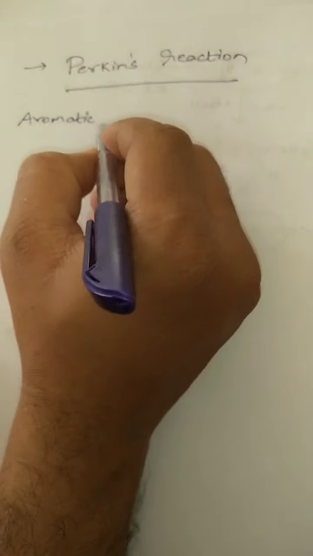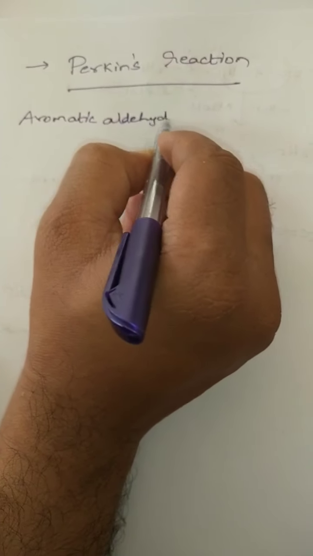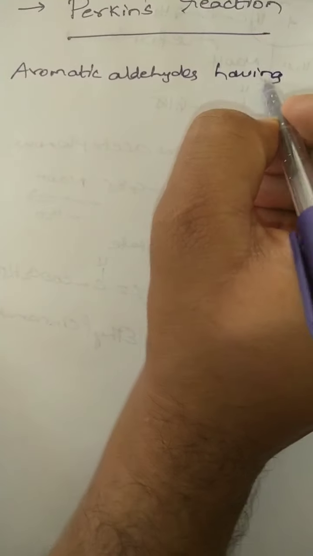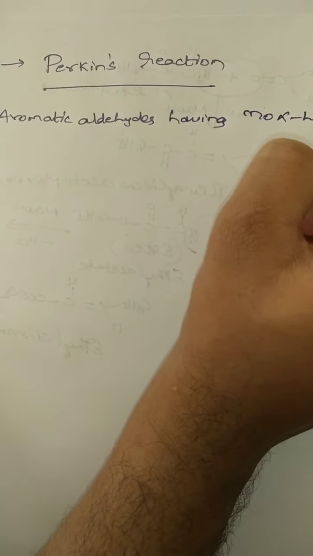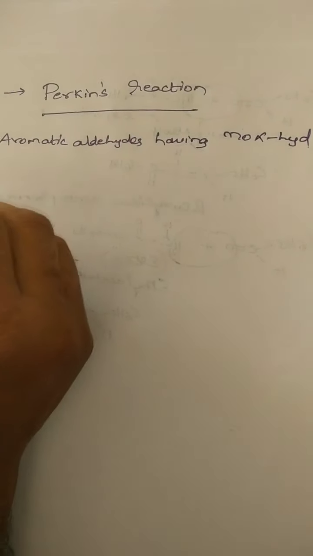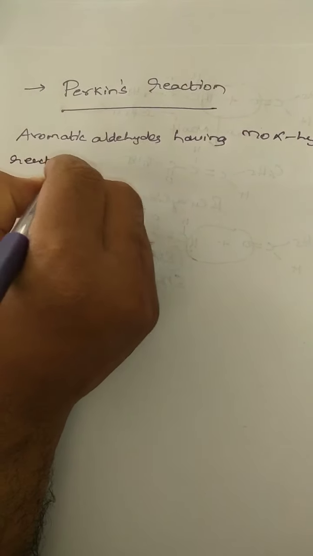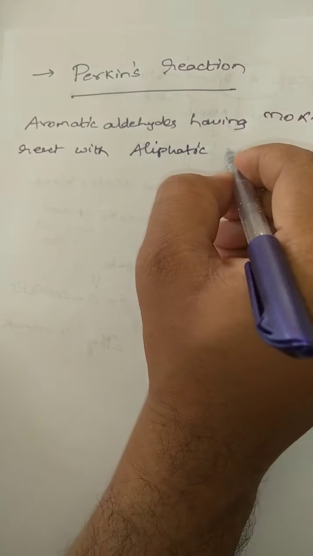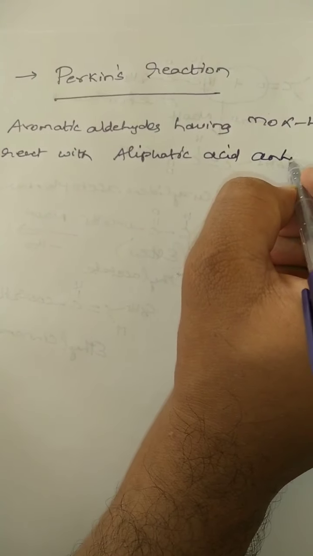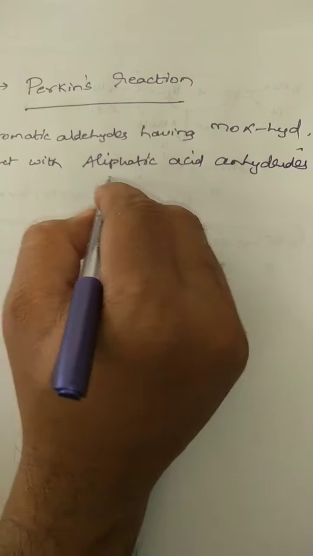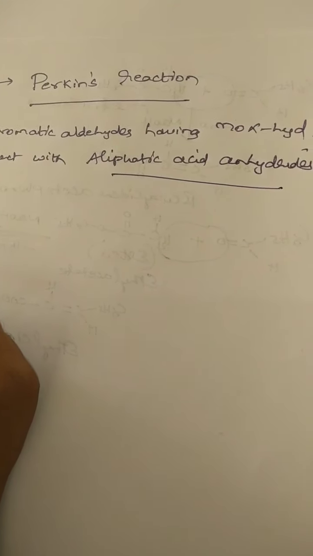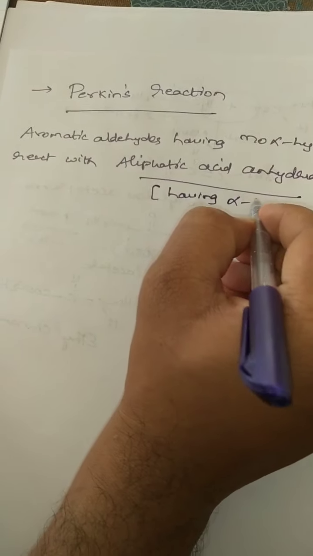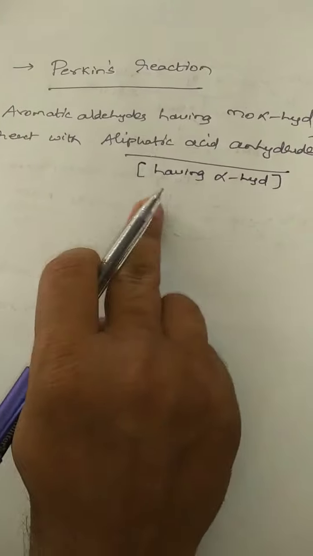So we have to take aromatic aldehydes compulsorily. What are the reactants? Aromatic aldehydes having no alpha hydrogens react with aliphatic acid anhydrides. What is compulsory? Aliphatic acid anhydrides must be there, in brackets, having alpha hydrogens. It is compulsory that the aliphatic acid anhydride should carry alpha hydrogens.